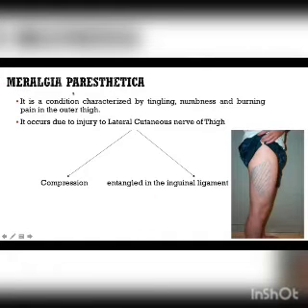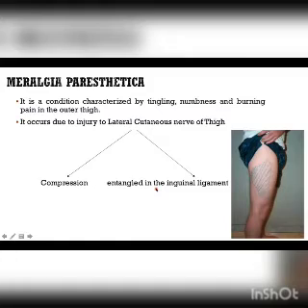Next we have meralgia paresthetica. It is a condition characterized by tingling, numbness and burning in the outer part of the thigh. It is an injury caused by compression or entrapment of the lateral cutaneous nerve of the thigh at the inguinal ligament. As you can see, the marked area, which is the outer portion of the thigh, is affected by meralgia paresthetica. It is also the area where the lateral cutaneous nerve of the thigh innervates the skin.